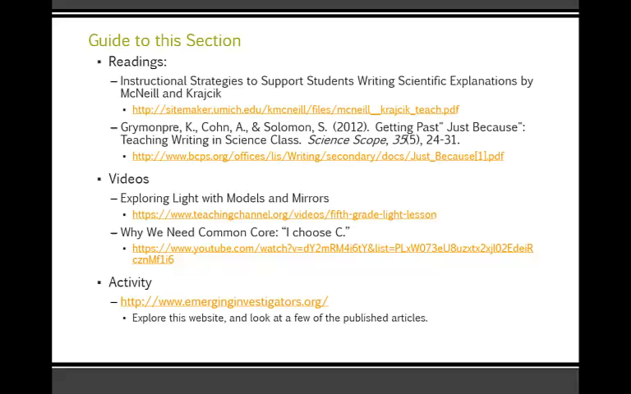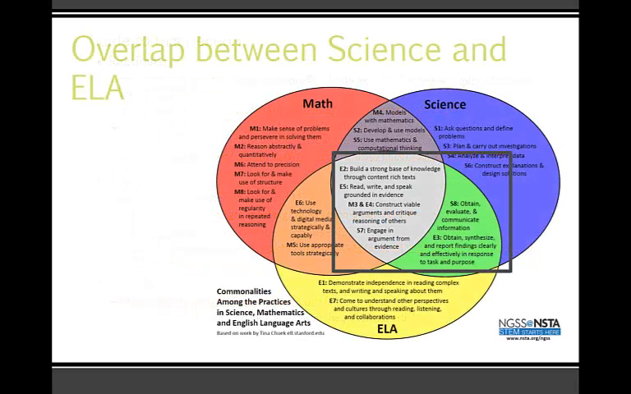So the first thing that we want to talk about here is actually the overlap between science and ELA. I think that we used this map another time, if not, this was developed by a researcher at Stanford, and what they did is they took the 8 practices from the Math Common Core, 7 statements about student behaviors in the ELA Common Core, and the 8 practices from the science framework that we talked about a couple weeks ago.